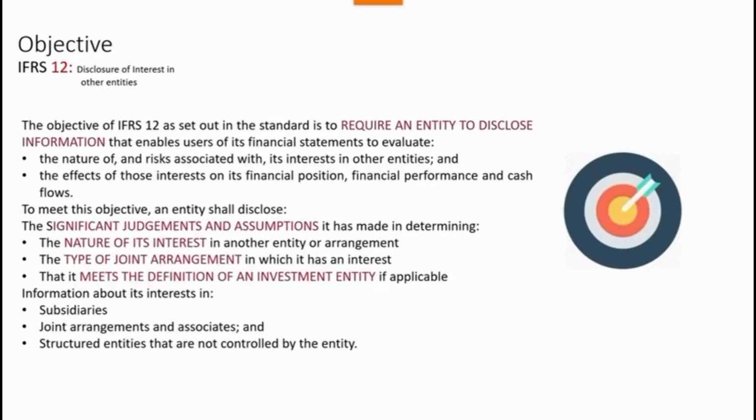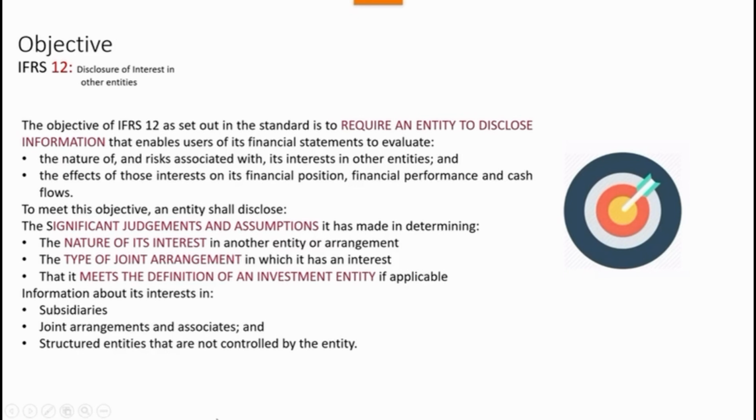The objective of IFRS 12 is to make sure that users of financial statements clearly understand a company's interest in other companies. IFRS 12 requires companies to disclose information that helps users evaluate the nature of interests in other entities and the risks associated with those interests. It also helps users understand how these interests affect the company's financial position, financial performance, and cash flow.